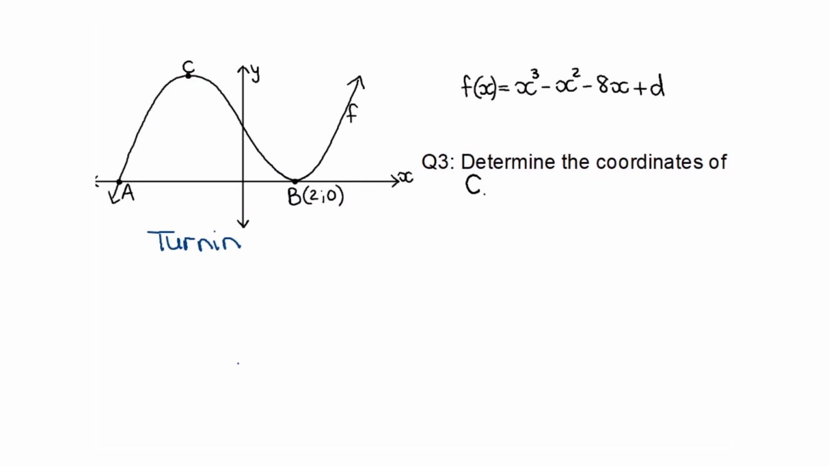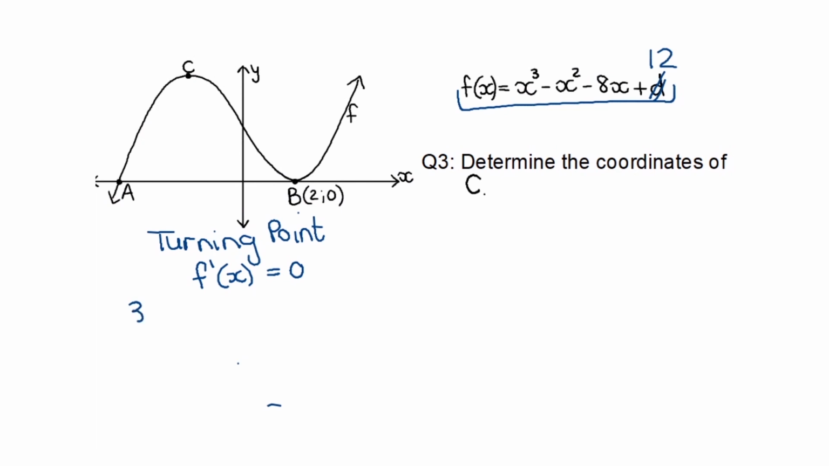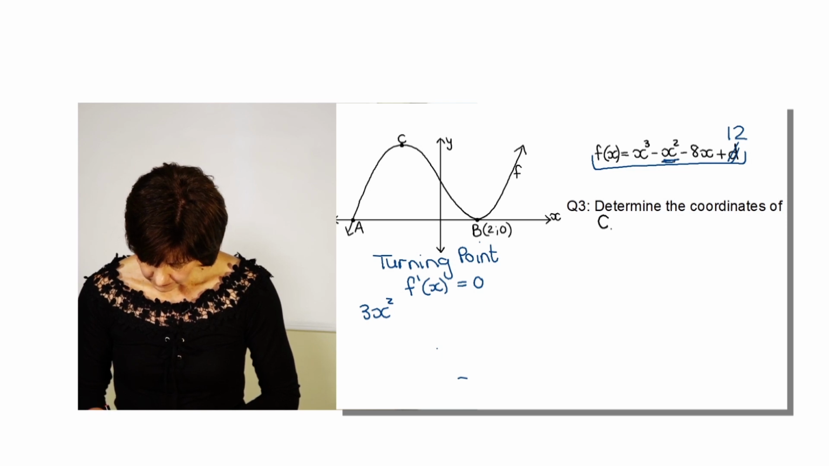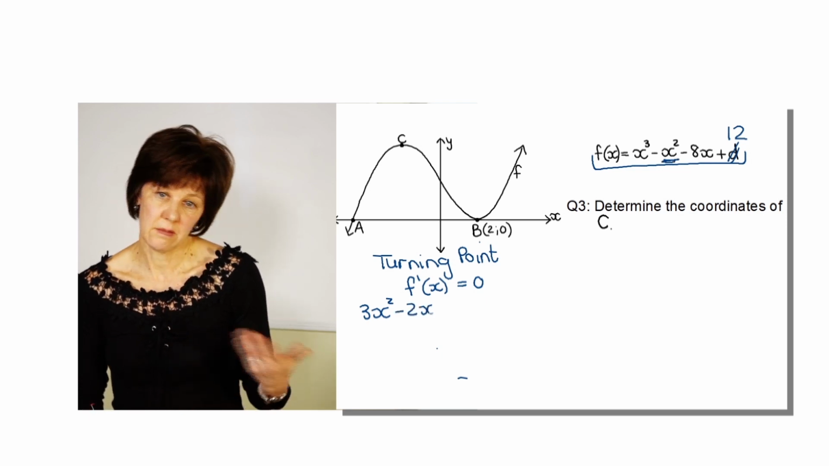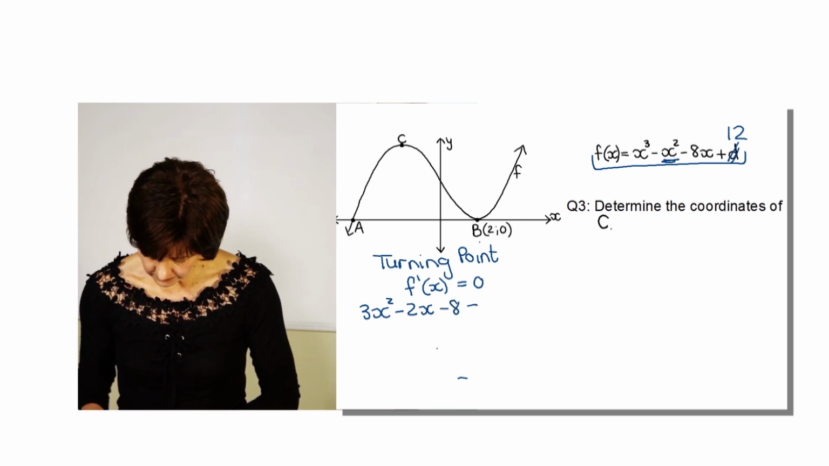Okay, what do we know about turning points? We know at the turning point, the derivative will be equal to 0, because at the turning point, the gradient is equal to 0. So the derivative must be equal to 0. What is the derivative of this graph? Remember, d we know at this stage is 12. So the derivative will be 3x squared if I differentiate the first term. If I differentiate the next term, it will be minus 2x minus 8 plus 0 is equal to 0.